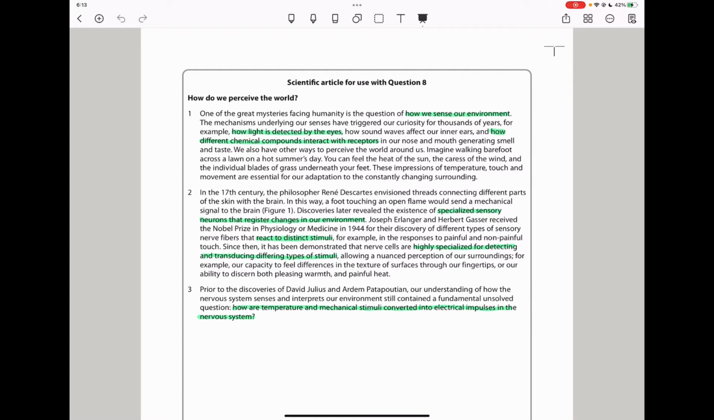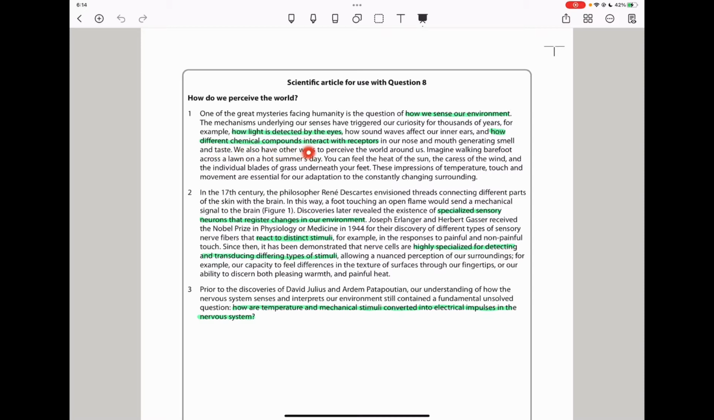So this is about sensation as well as formation of impulses and so on. So they say, one of the great mysteries facing humanity is the question of how we sense our environment. The mechanisms underlying our senses have triggered our curiosity for thousands of years. For example, how light is detected by the eyes, how sound waves affect our inner ears, and how different chemical compounds interact with receptors in our nose and mouth, generating smell and taste.